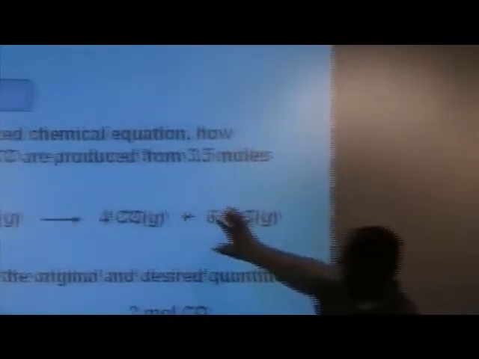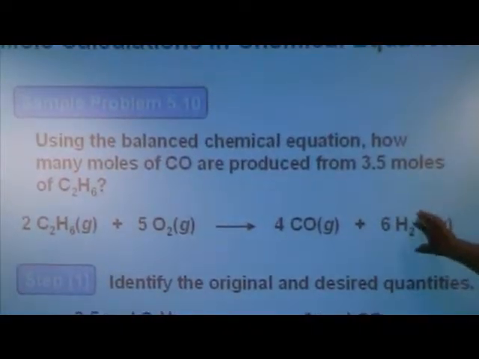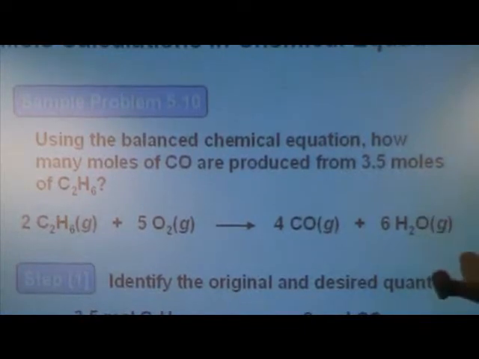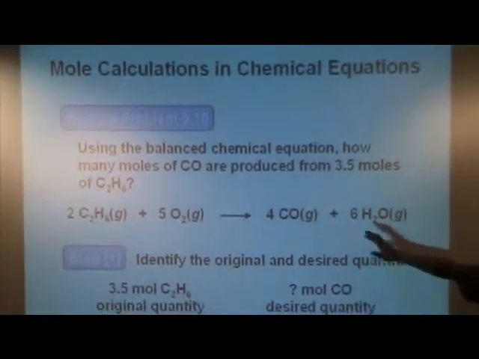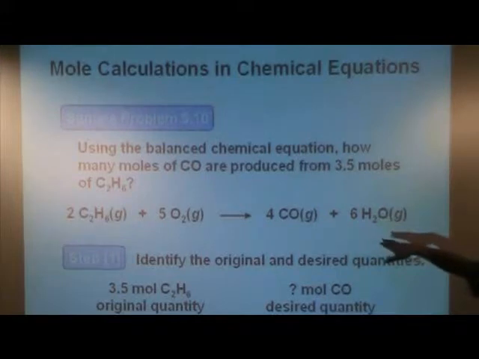Now let's change the venue. I don't want carbon monoxide; this time I need water. Do you understand? So that formula would be the same, the principle is the same. Do we understand? Everybody?